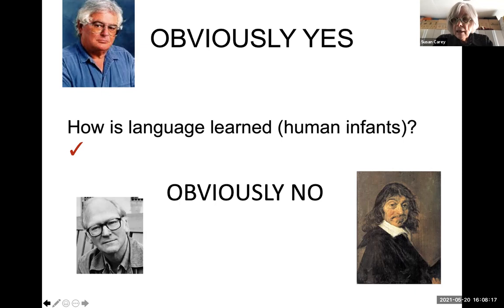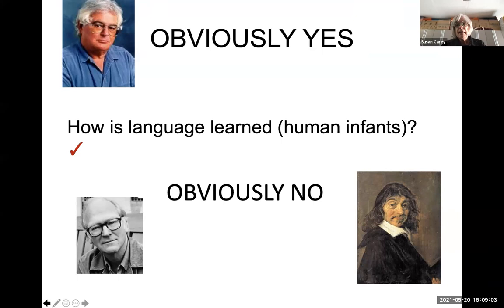Other philosophers, Donald Davidson on the left, Descartes on the other, argued, obviously, no. The point is, it's not obvious one way or the other. It's a theoretical question. The question is, are there structured mental representations that don't have those properties? Is there a joint in nature between perception on the one hand, for example, and reasoning or language on the other? And if so, how do we characterize that difference? Those are theoretical and empirical issues.